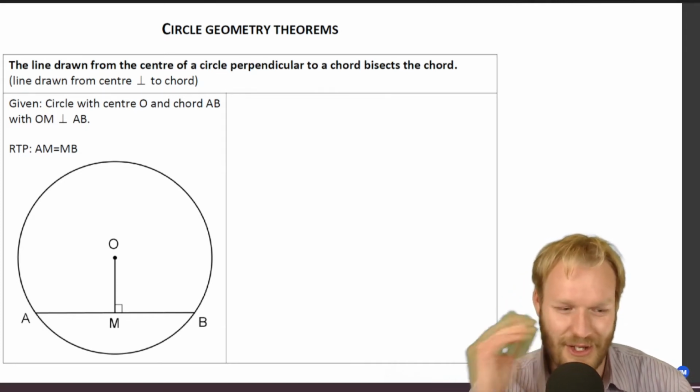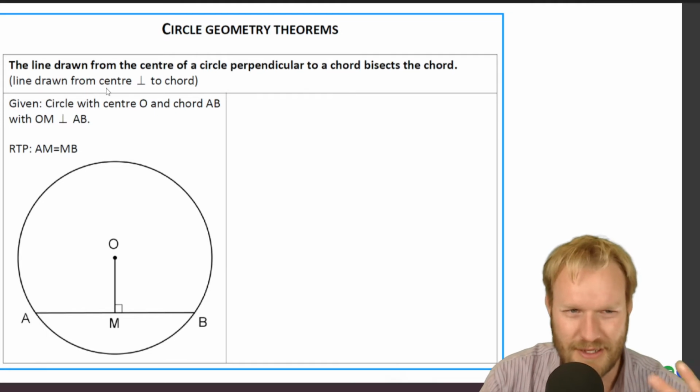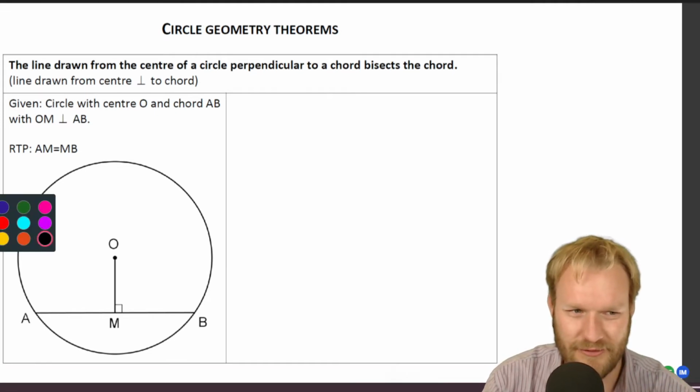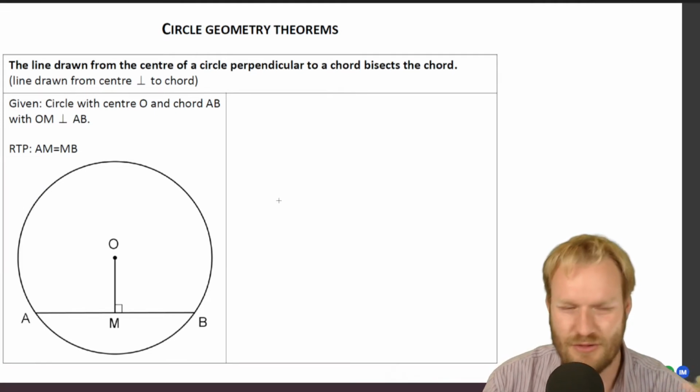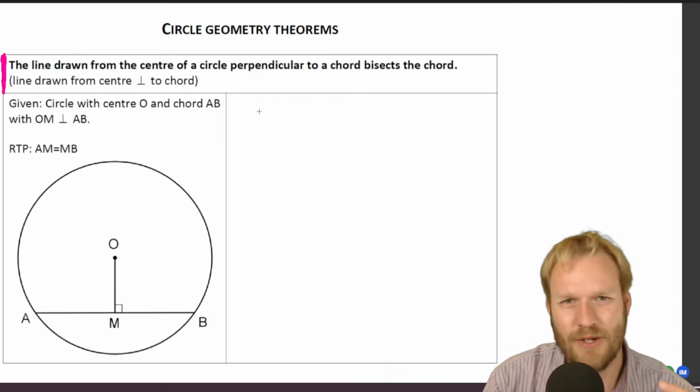Okay. Well, I'm ready, so let's hit it. So the line drawn from the center. As I said, I want to go through this idea of proof and use this as an example. So we've got some sort of theorem here, and we're going to prove it.